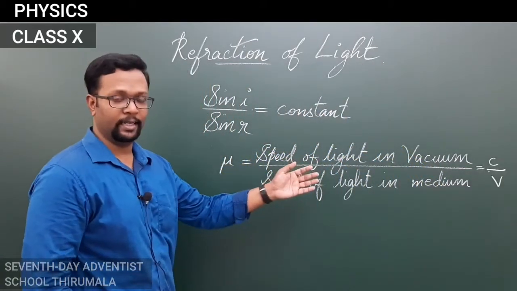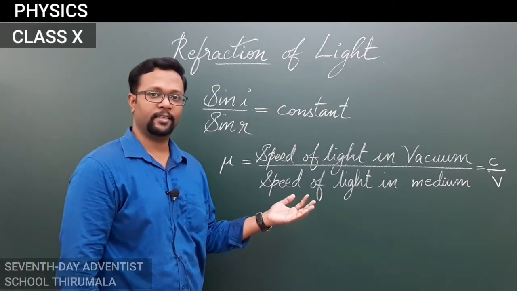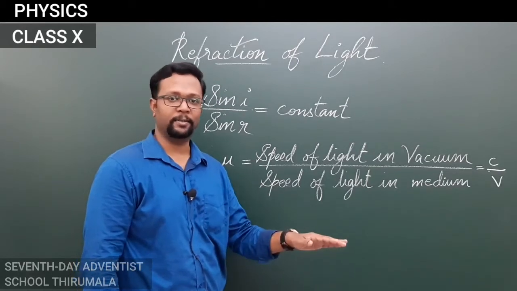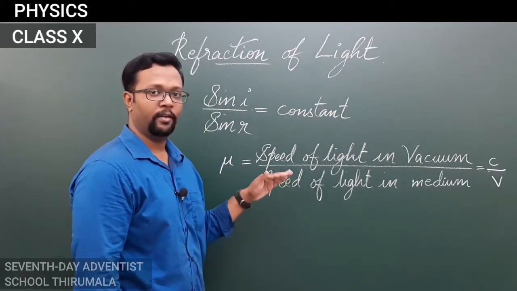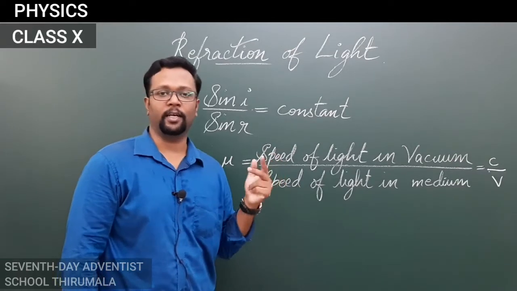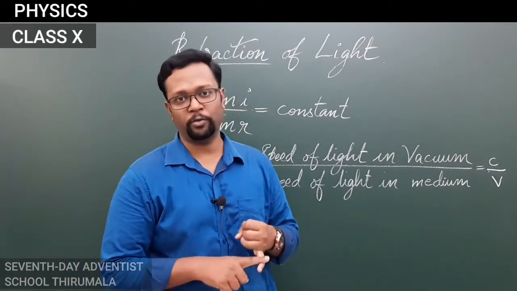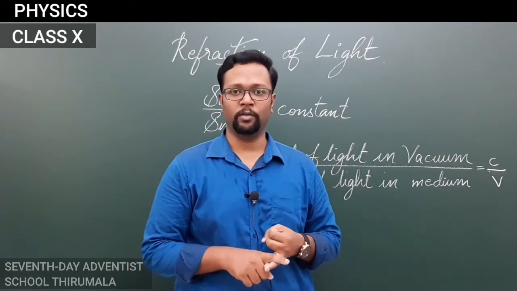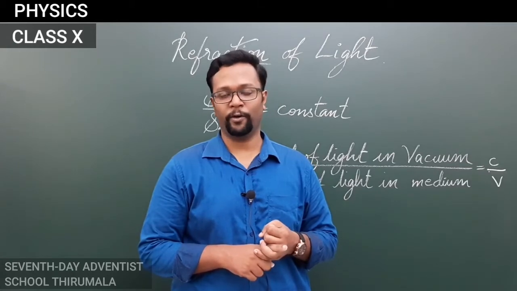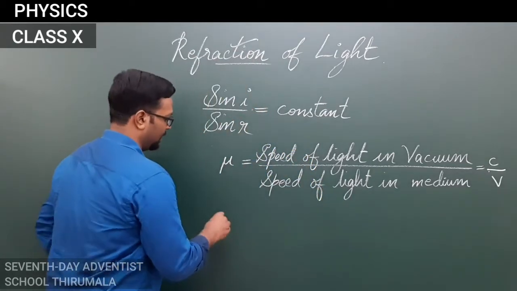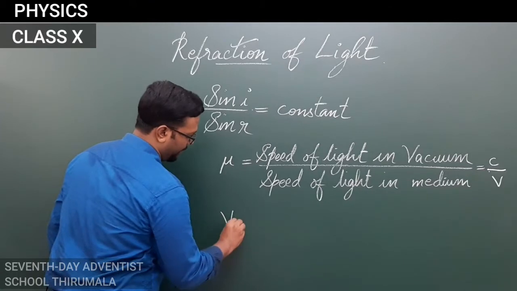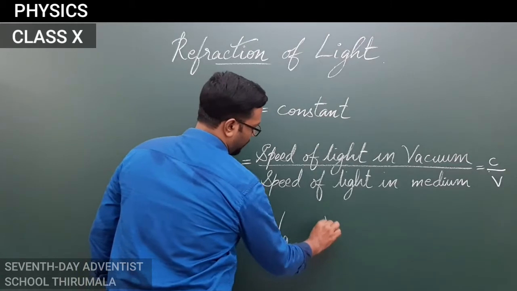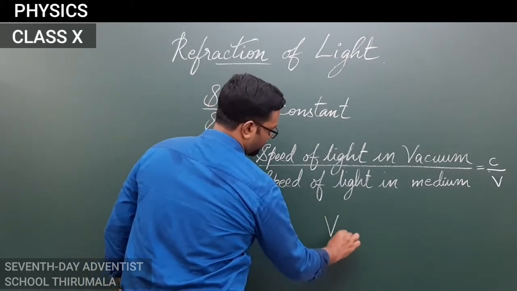So as we said earlier, the higher the refractive index, the lesser will be the speed of light traveling through that medium. We already said the refractive index of diamond, glass and water. The refractive index of diamond was 2.42, of glass with respect to vacuum was 1.52, and of water was 1.33. That means we are comparing the velocity of light in diamond, glass and water.